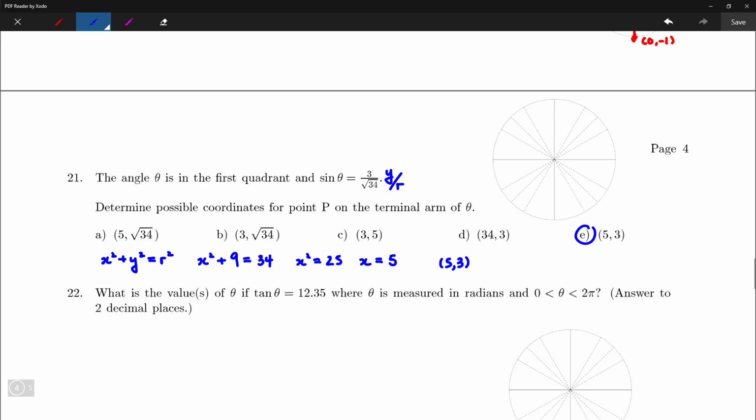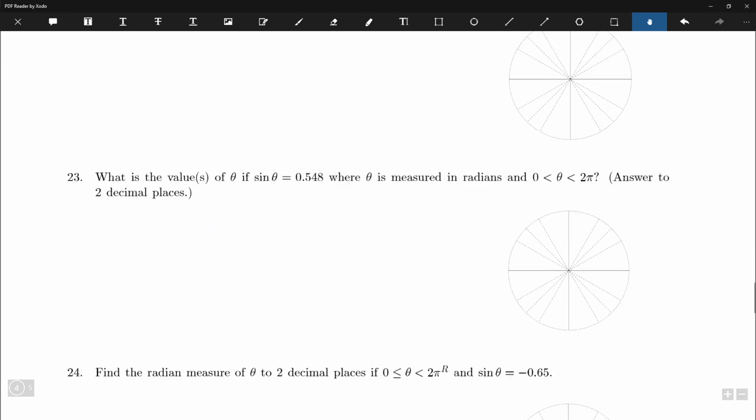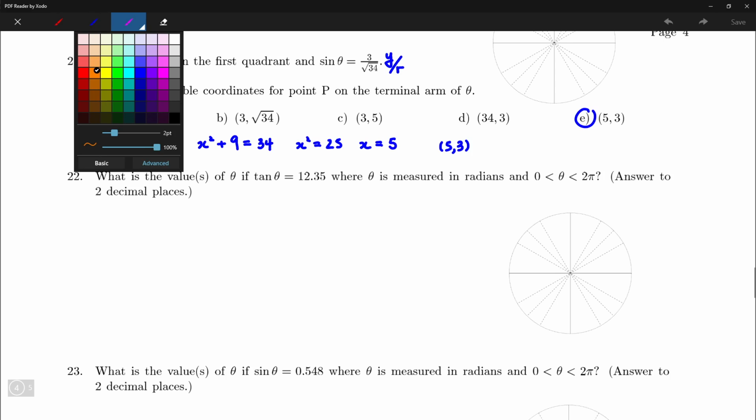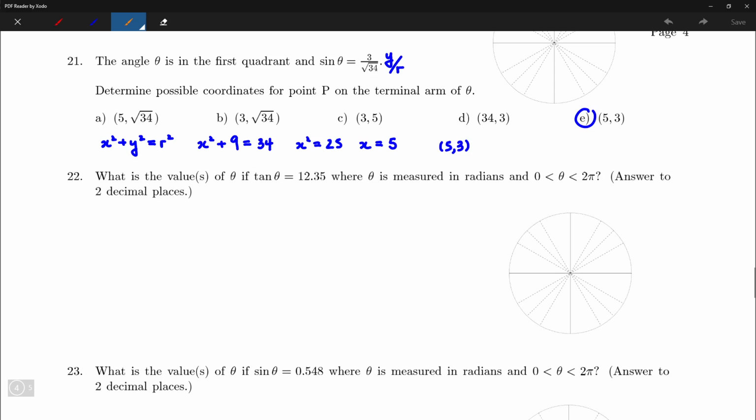Okay, so next ones are some calculator questions here. What is the value or values of theta if tangent theta is equal to 12.35? Theta is measured in radians, and theta is somewhere between 0 to 2 pi. Okay, so these ones, we can use our calculator. Theta is equal to arc tangent 12.35.